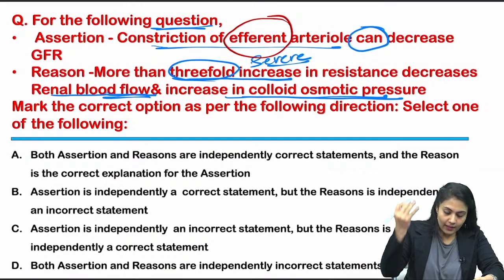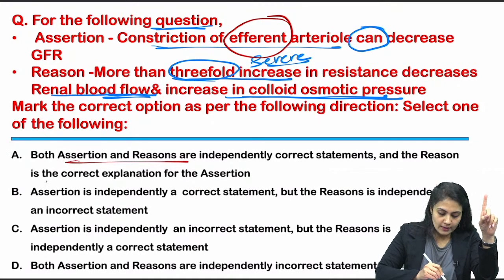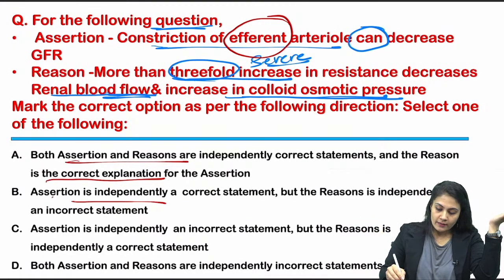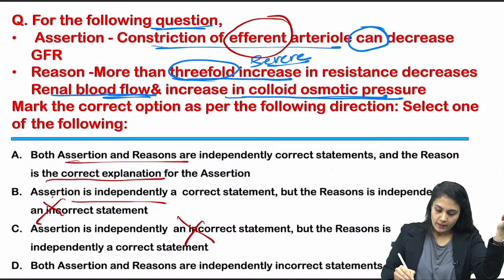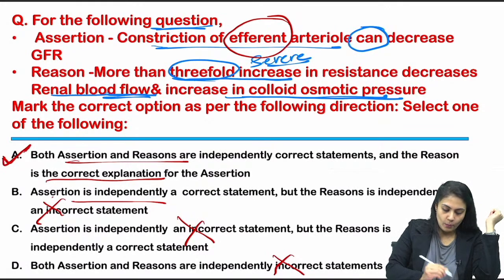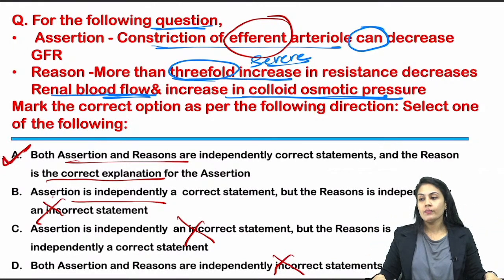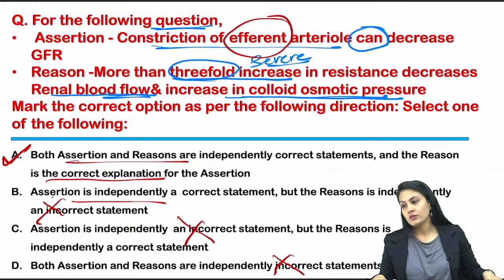Alright. So let's see the options. Both assertion and reason are independently correct statements. True that. The reason is the correct explanation for the assertion. That is also true. The assertion is independently correct, reason is independently incorrect. It is not incorrect. The assertion is also correct, and so the only option left for us is option A. Okay. I hope you got that right. This is a very recently asked question. This question was asked 3 times beforehand when the INI-CET was not there. In the PGI also it was asked. In the JIPMER this was asked. Not in the NEET, but in the AIIMS also this was asked. A very famous question.